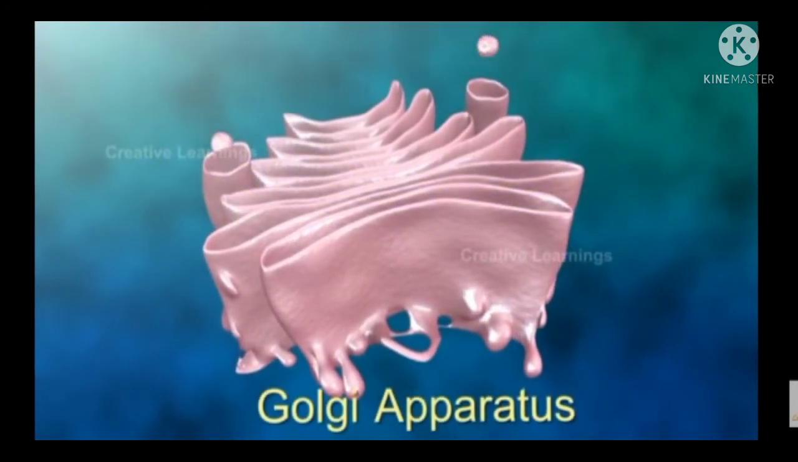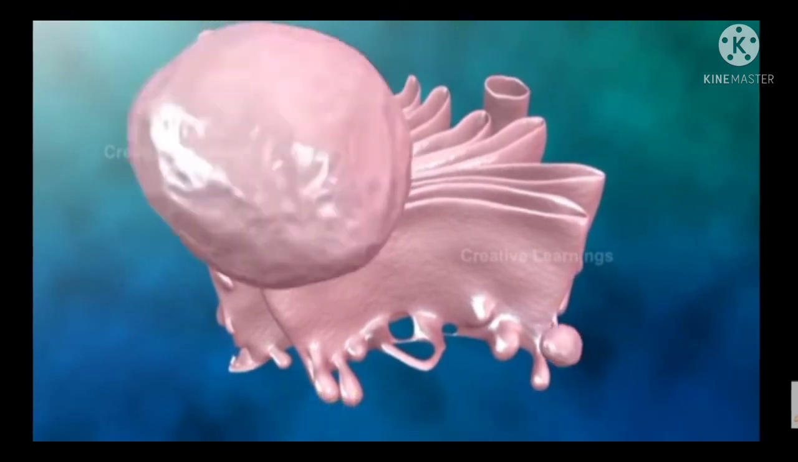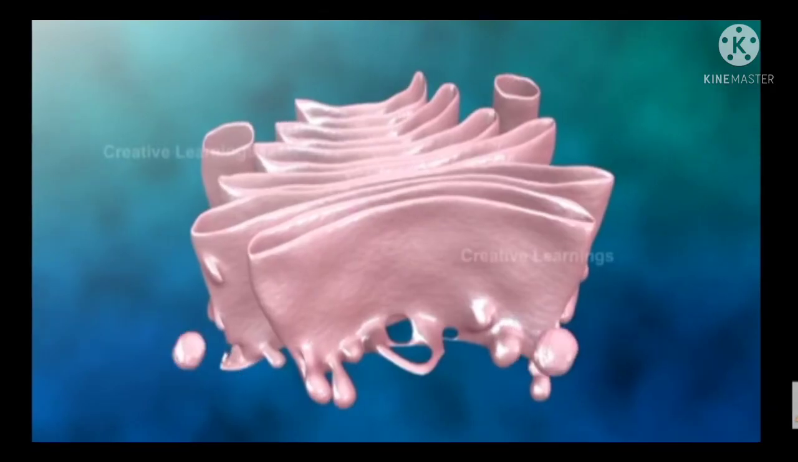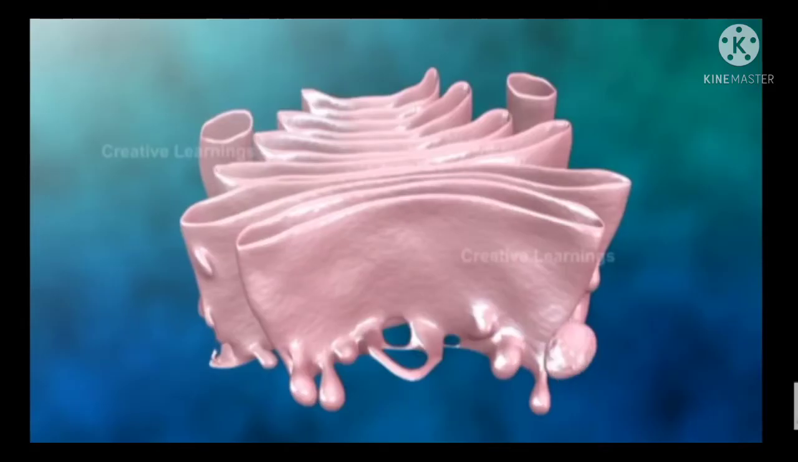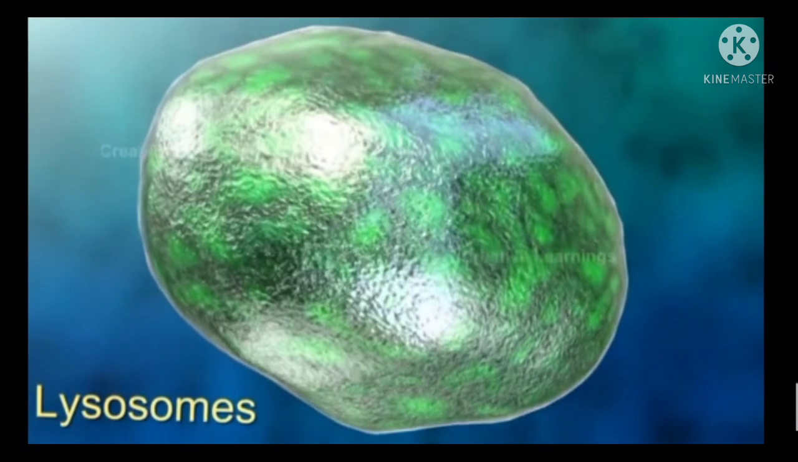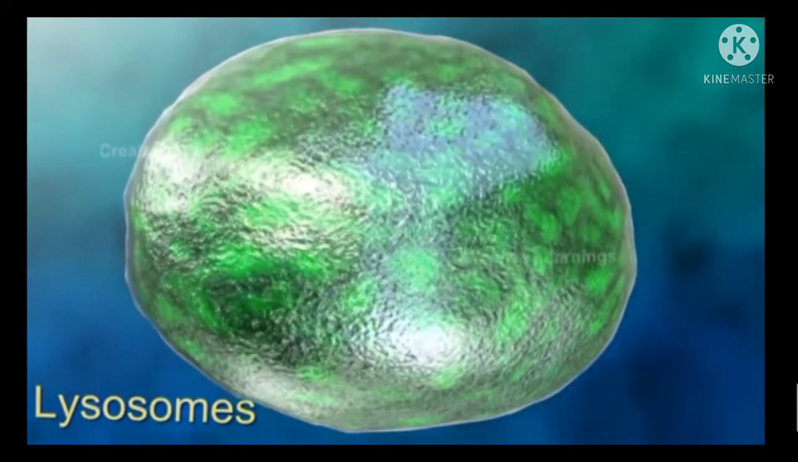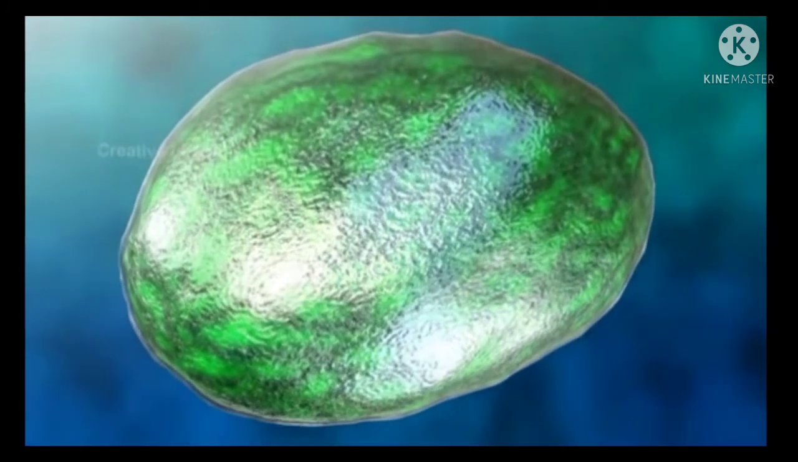Golgi apparatus is a system of membranous sacs called cisternae. The purpose of the Golgi apparatus is to transport secretory vesicles and form lysosomes. Lysosomes are the suicidal bags of the cell. They contain digestive enzymes and perform intracellular digestion.